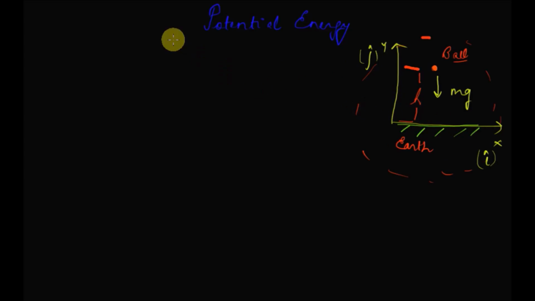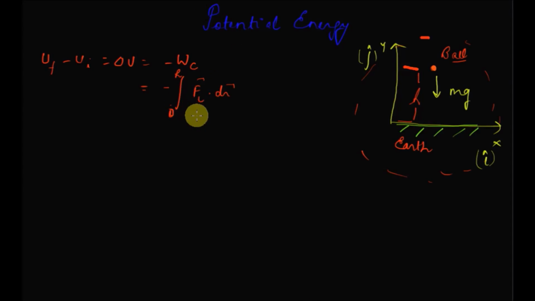So the change in potential energy, or Uf minus Ui, is defined as the negative of the work done by the conservative force, which will be the negative of the integral of Fc vector dot dr vector. r will range from 0 to h. Now Fc, which is our internal conservative force, will be mg in the minus j cap direction, because mg is acting in the vertically downward direction.